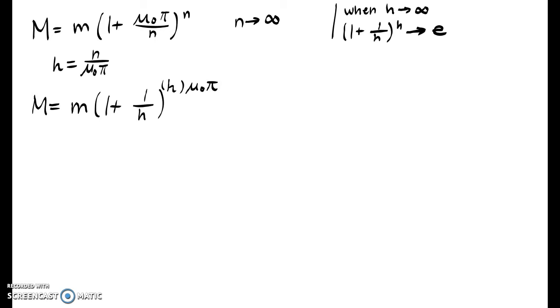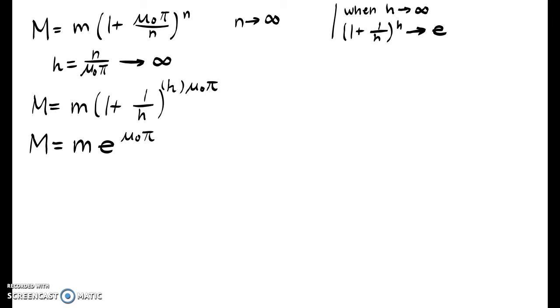So once this happens, now all we need to do is show that h does go to infinity, the way we've defined it. We know that n goes to infinity, and we're dividing n by a finite number, namely μ0 times π. μ0 times π never gets bigger, never gets smaller, it always stays the same, but n always gets larger and larger. So we can also conclude that h will also approach infinity. Then we can replace our expression for large M and small m to be large M is equal to small m times e to the μ0π power.